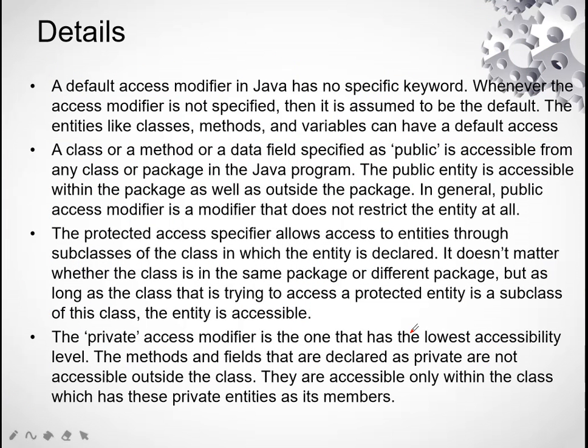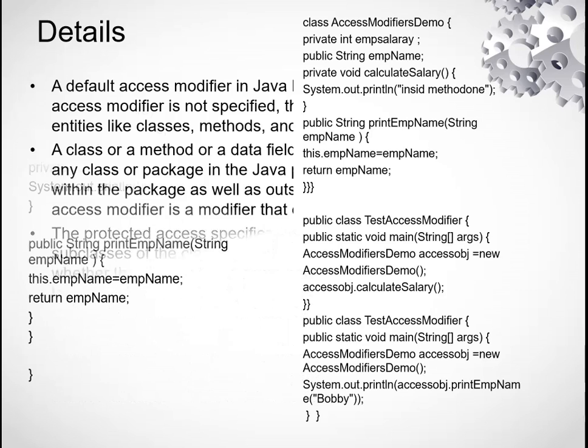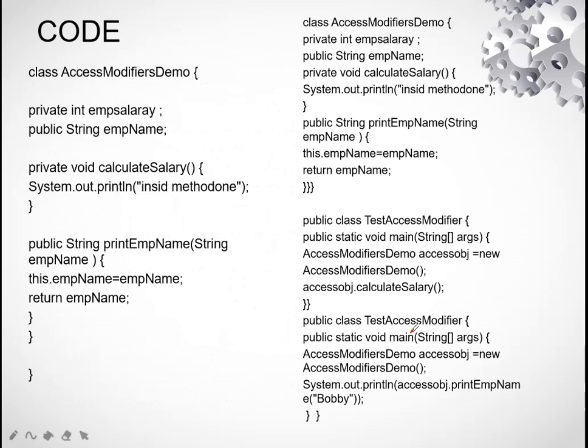Now go through this. There is a little bit of explanation in detail. Whatever I talked about, the same thing I have written here. You can go through this. It is written in English, so you can understand it. And there is a small code here. Now look at the code. Private employee salary, public employee name. It belongs to a class, access modifier demo.